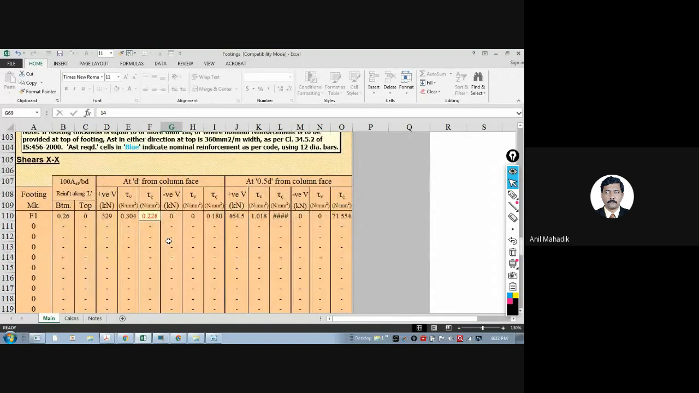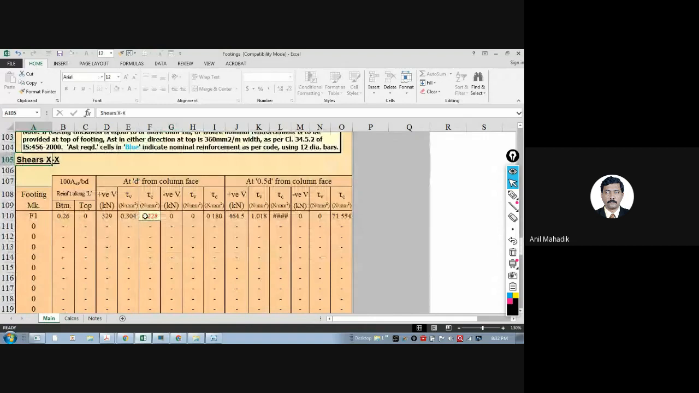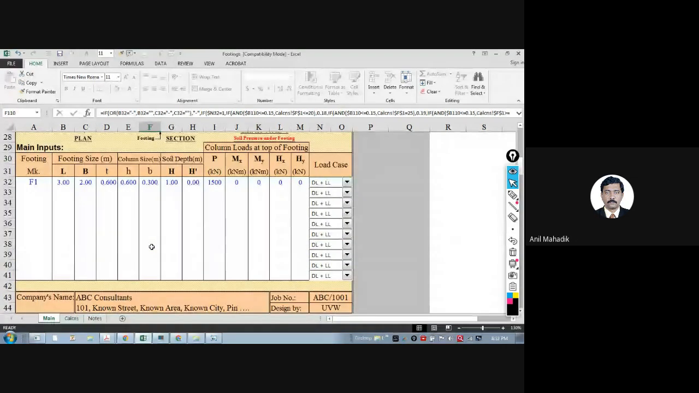Now here see, this is a shear XX. Steel is satisfied but shear is not satisfied. Shear XX, Tau C is 0.228. That is at a distance D from column face, means one way shear. Yes or no? Yes sir. This is one way shear, and this is 0.5 D from column face, it is a two way shear. So it is not satisfied. Now what to do? We have to increase D. Let's say 0.65.